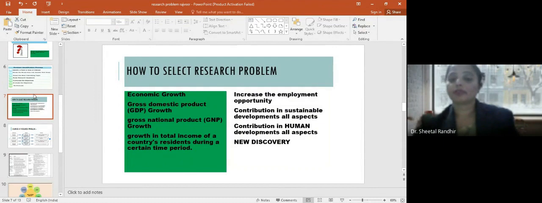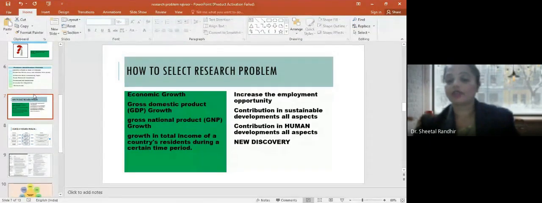It must give contribution to GNP growth. It must give contribution to the growth in the total income of the country's residents during a certain period of time. It must give contribution in the area of increasing employment opportunity.